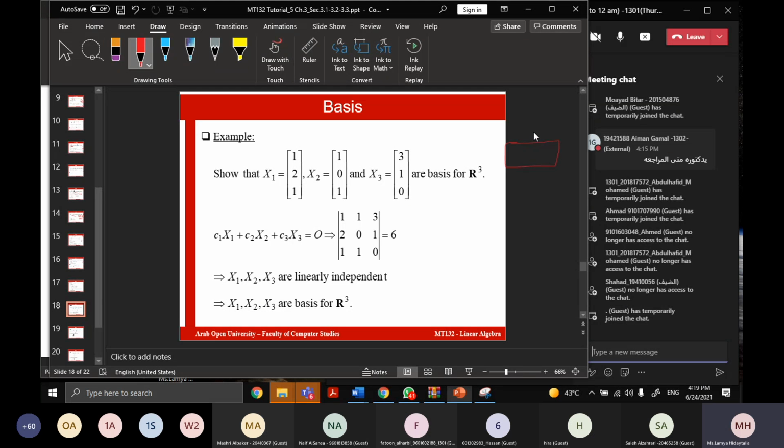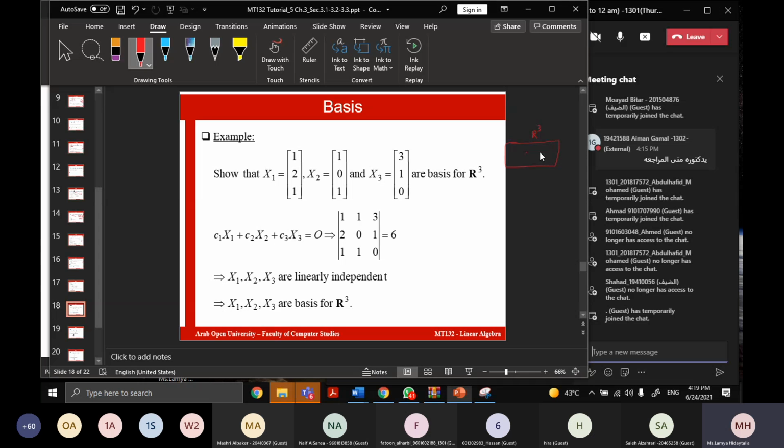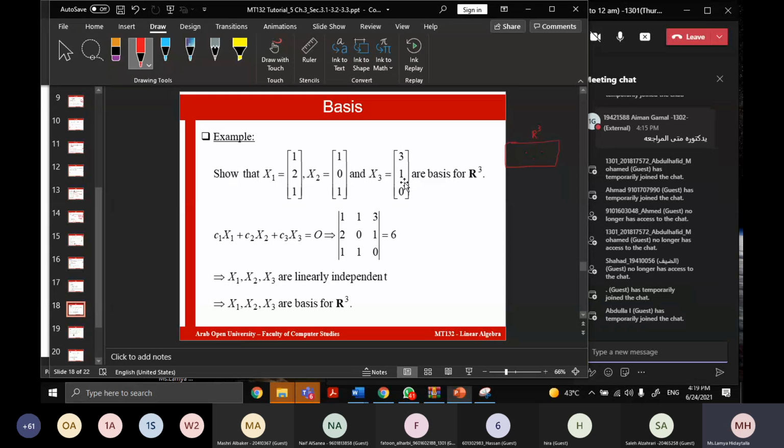Now where am I? In R3, which is R^n, remember? A big one. This is R3. And I took these 3 vectors. Are they a basis for this R3? Can I find any vector here in terms of them by doing a linear combination or not? What does the theorem state? It is enough to check that they are linearly independent or not.